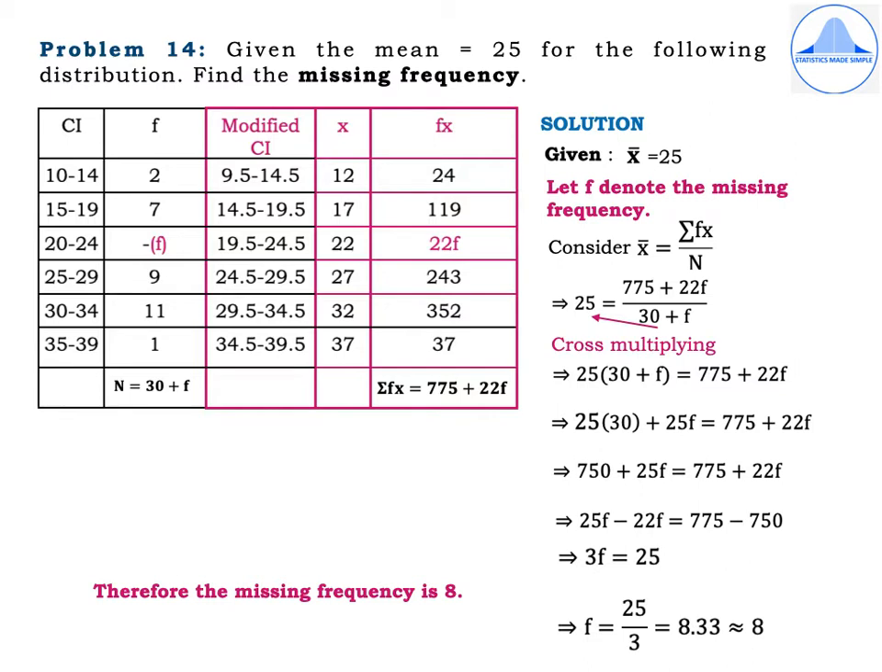This step we get by rearranging the terms. So the f terms we group on the left hand side and the constant terms we group on the right hand side. So which implies 3f is equal to 25 or f is equal to 25 by 3, which is equal to 8.33. Now a frequency should always be a whole number, so approximate it to 8. Therefore, the missing frequency is 8.